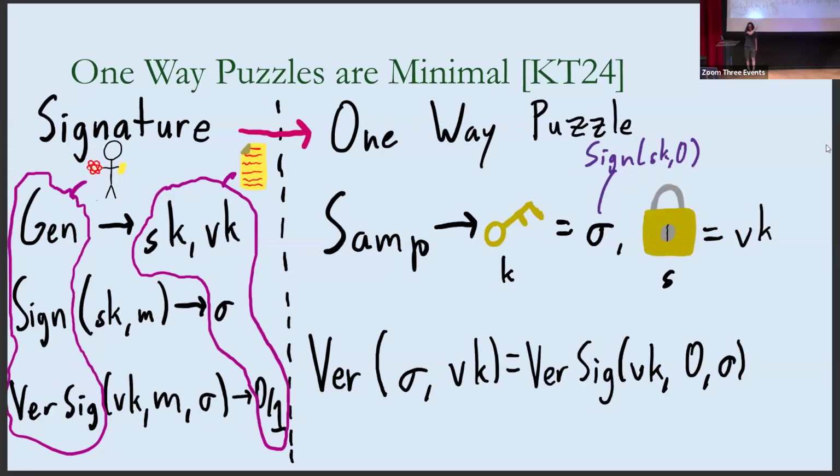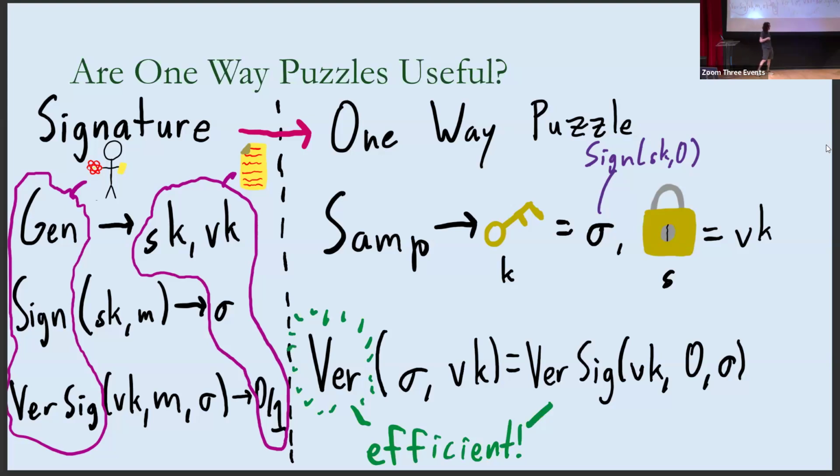Verify will then just run versig, and that's the entire construction. It's that simple. Note that there's one thing I want you to notice about this: in the definition of one-way puzzles, we only required that Ver was inefficient. But this construction actually is totally efficient. Ver-sig is an efficient algorithm.